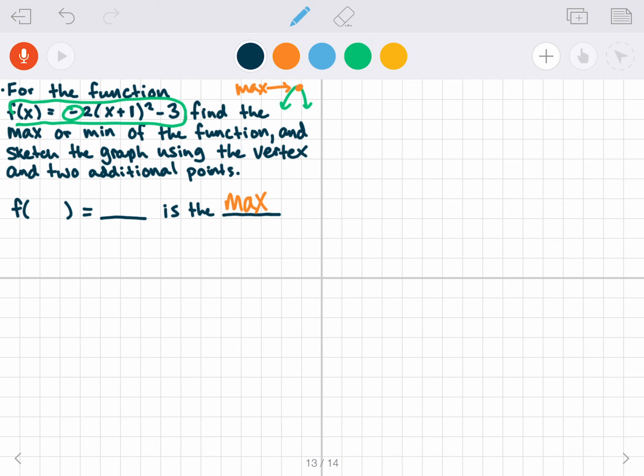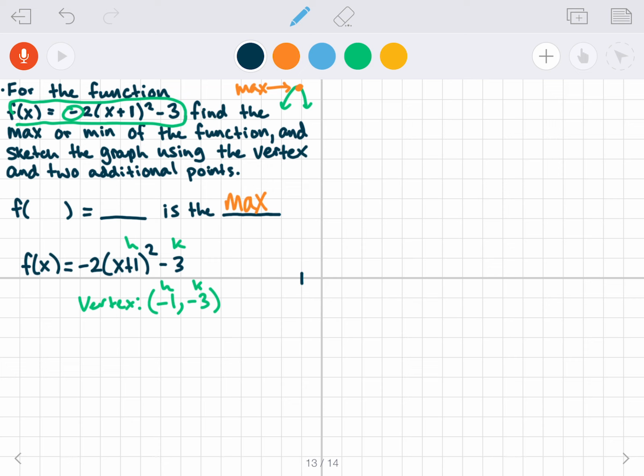So we're given the function negative 2 times x plus 1 squared minus 3. And the vertex is going to be h comma k, but again, this 1, remember it's the opposite of what you think. The vertex is actually going to be at not 1 comma negative 3, but at negative 1 comma negative 3. It's always opposite of what you think. So let's go ahead and plot that.